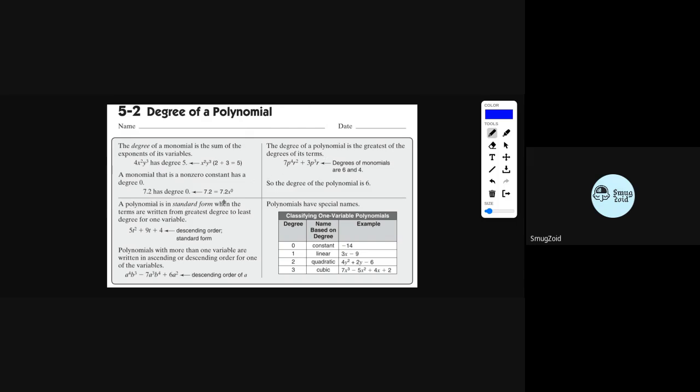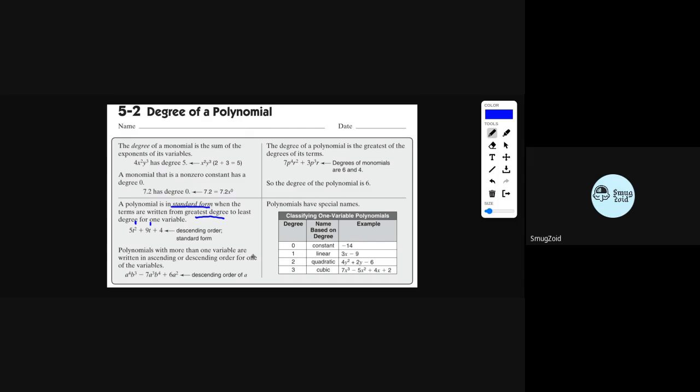Polynomials written in standard form. Standard form is when they're written from the greatest degree to the least degree. We're just talking mainly about the exponent. So this is why you say 5t to the second, and it's t to the 1, and it's just the constant by itself, 4. That's standard form, descending order when you write these things.